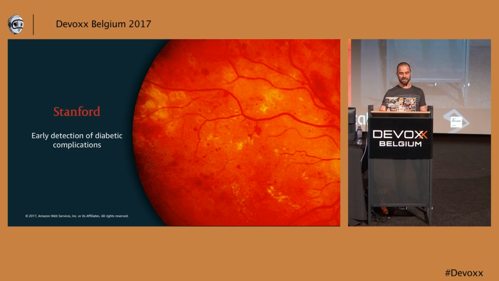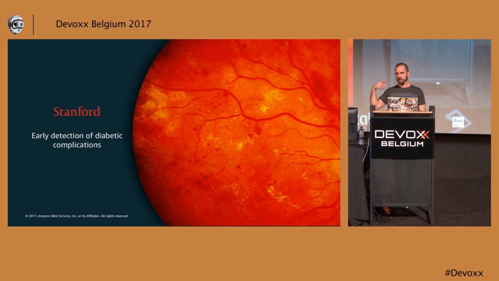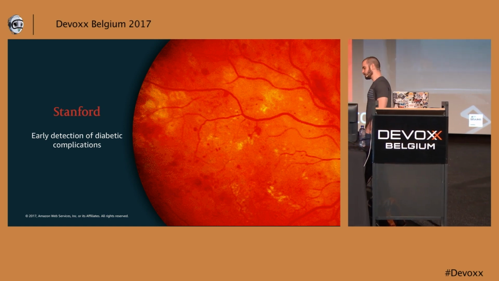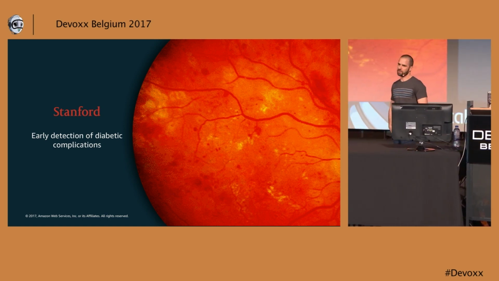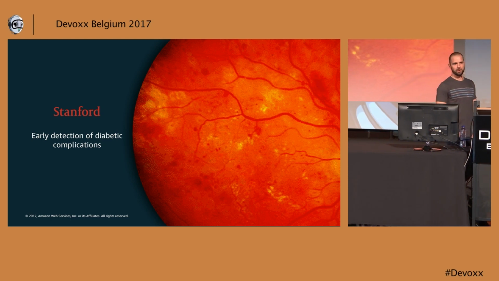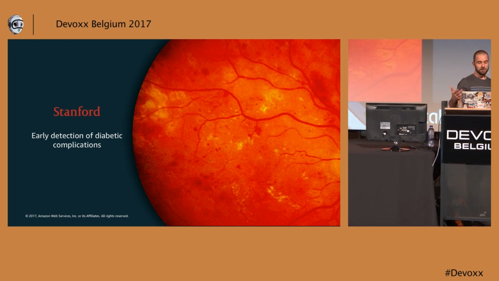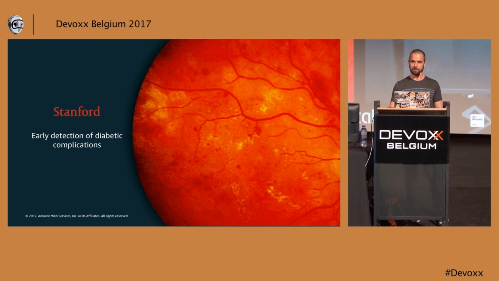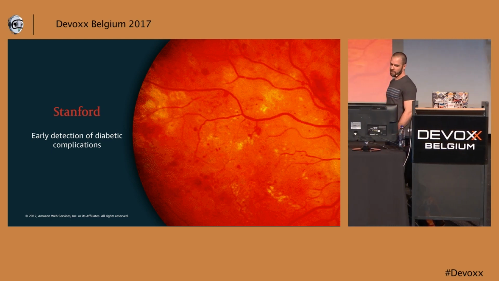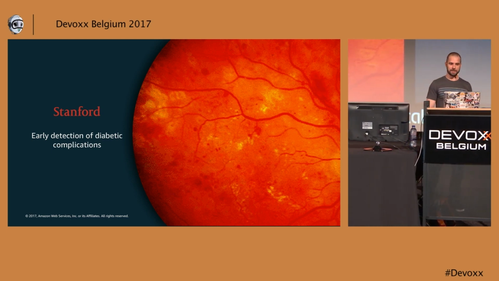A type of diabetes that is called by blindness. And what they've done is, for many years, it has to be specialists, and there are very few specialists around the world that are able to do that. And diabetes, as you may know, is quite dangerous. So if you detect it at an early age, you can prevent it.